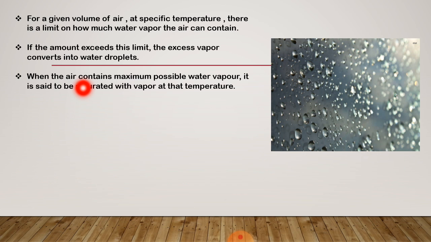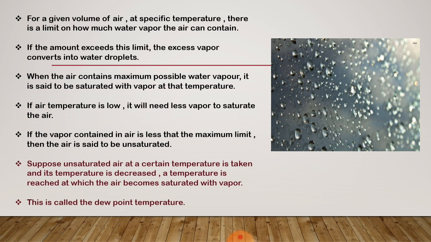Yes, for a given volume of air at a specific temperature, there is a limit on how much water vapor the air can contain. Okay, if the amount exceeds the limit, then what happens? The excess vapor gets converted into water droplets. So it gets converted into small water droplets. When the air contains the maximum possible water vapor, it is said to be saturated with the vapor at that temperature. So there, saturation starts.